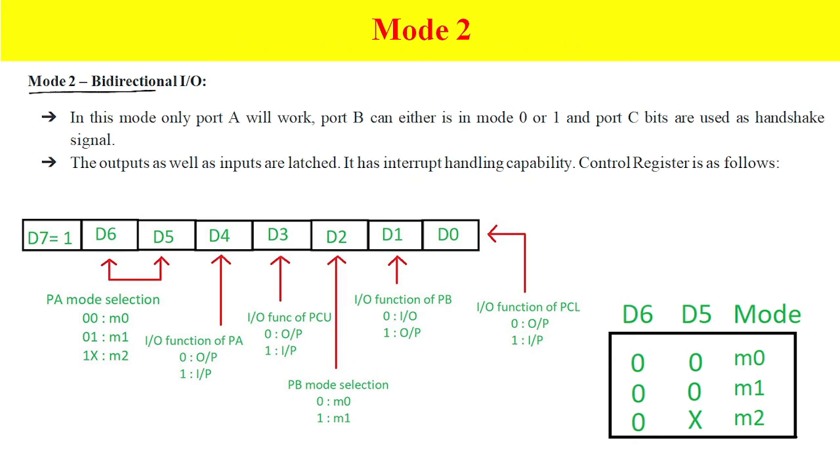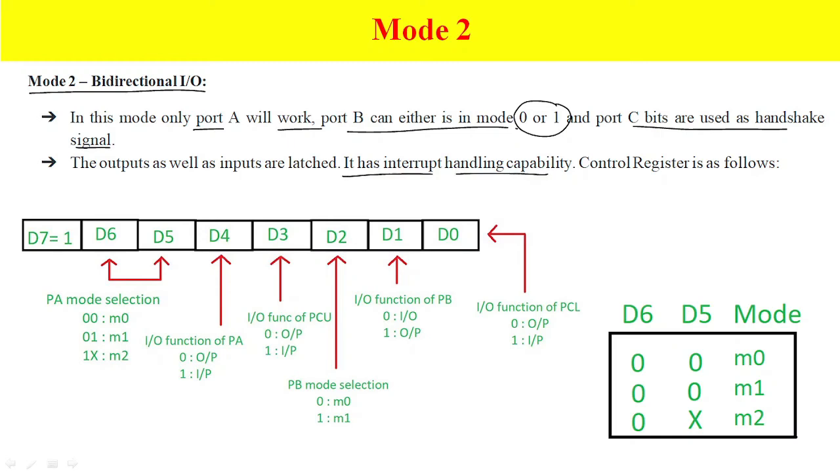Mode 2 or bidirectional IO mode. In this mode, port A will work as bidirectional, and port B can be either in mode 0 or mode 1. Okay, and port C bits are used as handshake signals. The output as well as input are latched. It has interrupt handling capability.